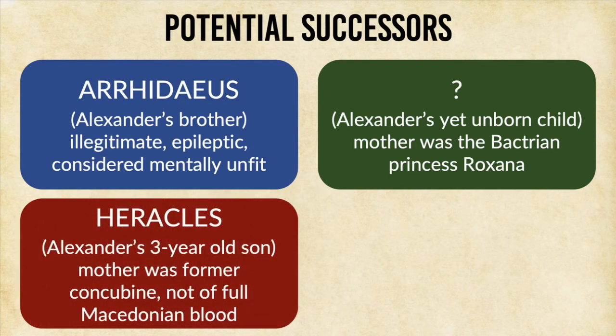A third possibility involved a child whose name was Heracles. Heracles was Alexander's 3-year-old son. Heracles' mother was a former concubine, and of course Heracles was not of full Macedonian blood. So that's going to be a couple of check marks against him in looking at this process. So we've got Aridaeus, we've got question mark, we've got Heracles as potential successors. What are we going to do?